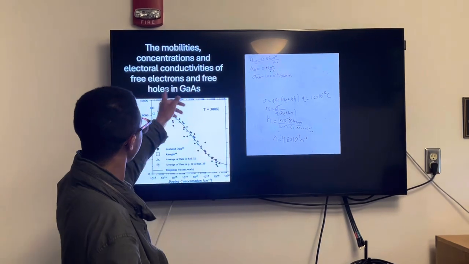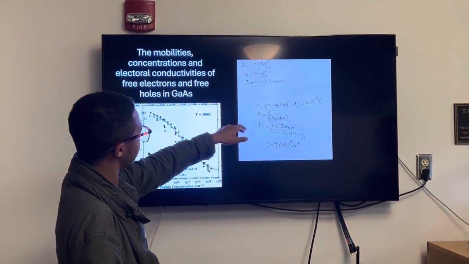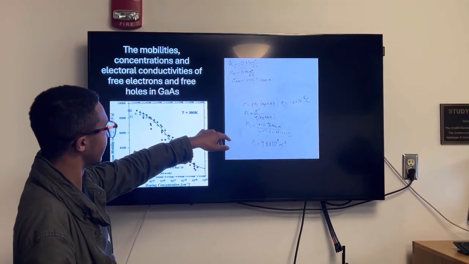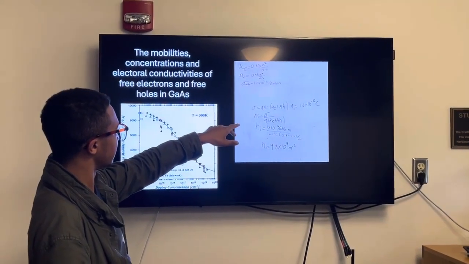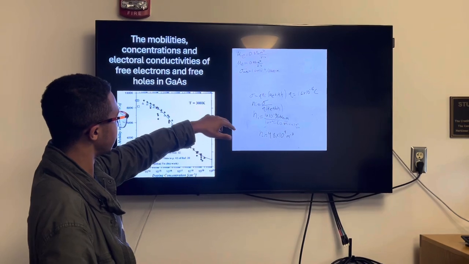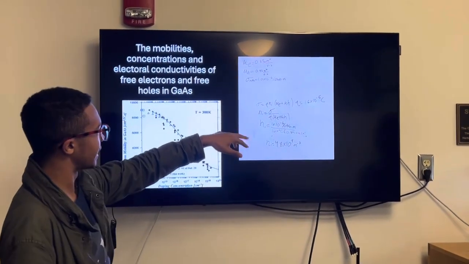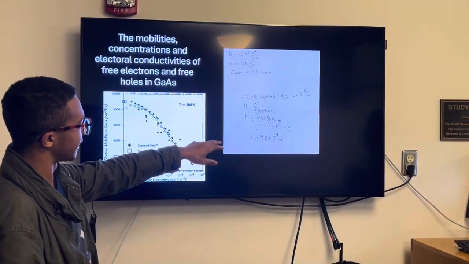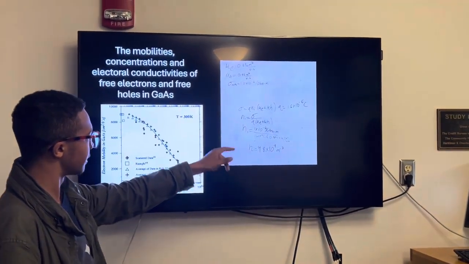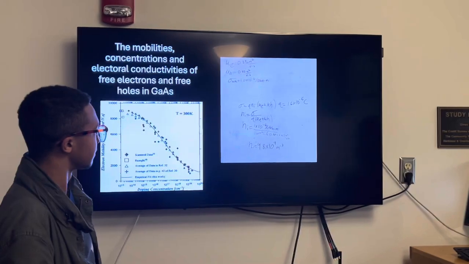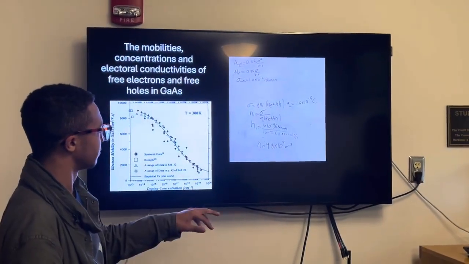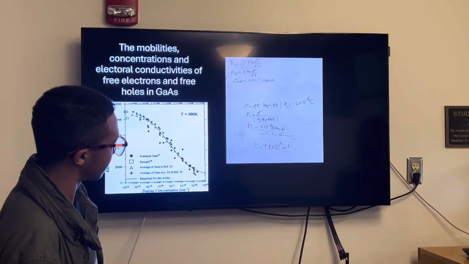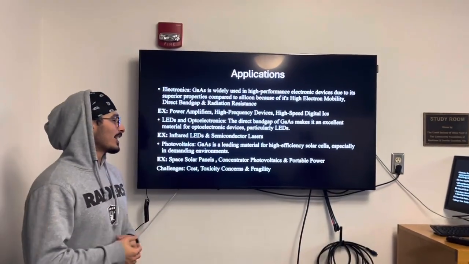And then finally, to find the concentration, we use the equation: conductivity is equal to elementary charge times concentration times the mobility of the holes and the electrons. Solve that for concentration, and the overall concentration of the substance is 4.8 times 10 to the 9 per meter cubed.